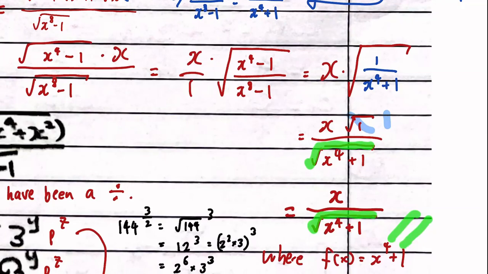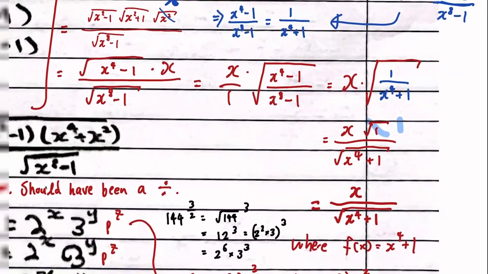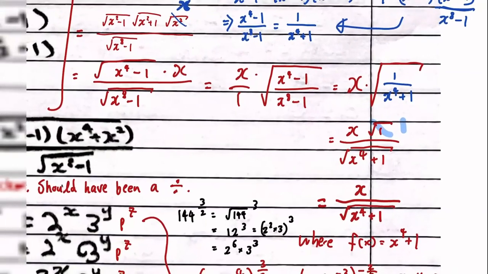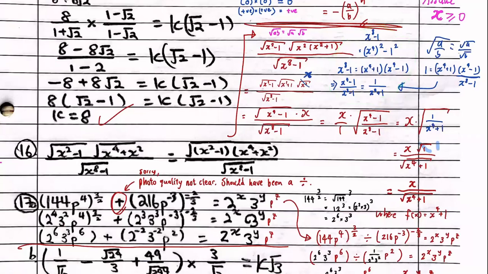Where f of x is x power 4 plus 1. So basically just factorize, but you need to know this trick. Is it okay? Okay, good.